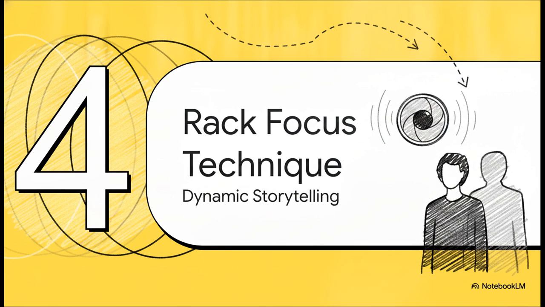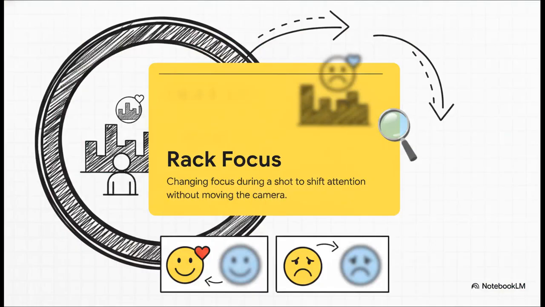Section 4. The rack focus technique. We've mastered the static mechanics, so let's transition into narrative action. This is the rack focus, also known in the industry as a focus pull. A rack focus happens when you change the focus from one subject to another during a single continuous shot. It is a wildly effective way to reveal new information, shift the emotional weight of a scene, or guide the audience through the story in real time, all without ever physically moving the camera.